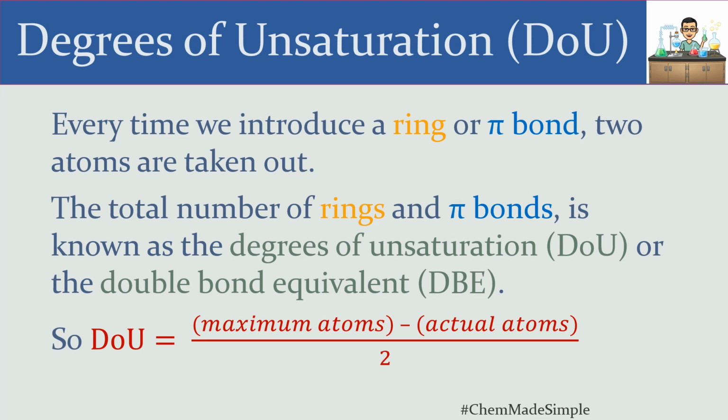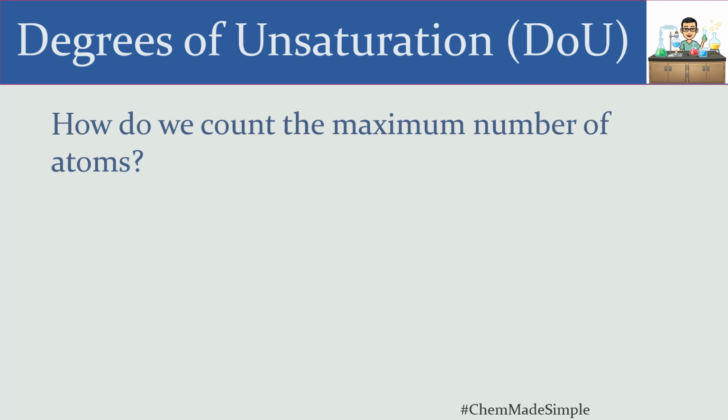And I'm going to divide that number by 2 in order to figure out how many rings and how many pi bonds I have. Because remember, each ring and each pi bond takes away 2 atoms every time that happens. So, all right, how do we count that maximum number of atoms? Because there are 2 numbers in that formula that I just gave you, the maximum number and the actual number. How do we count the maximum number of atoms?